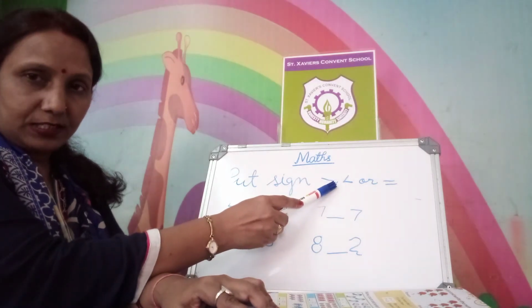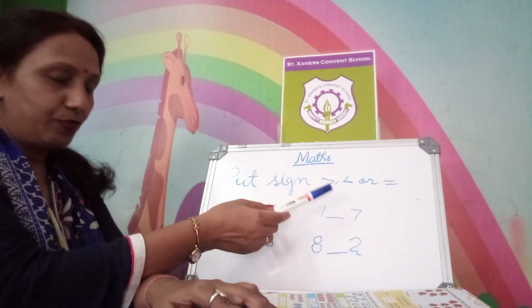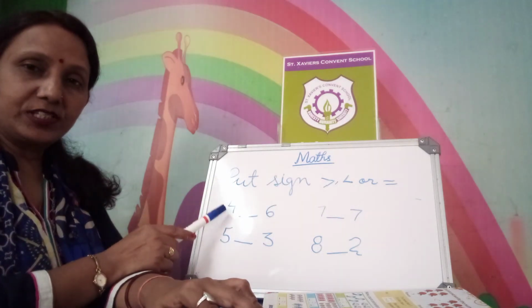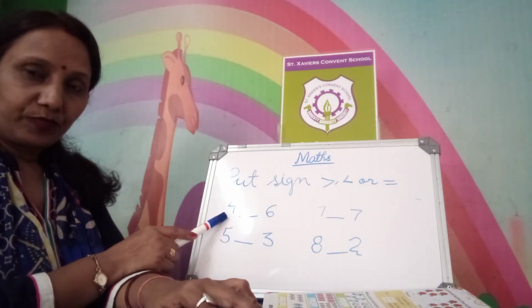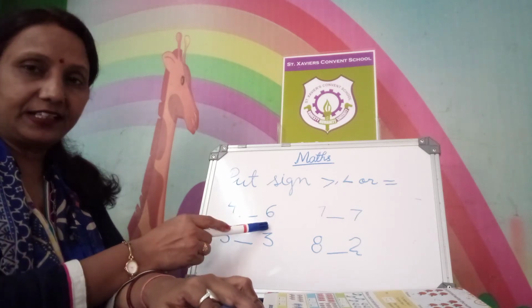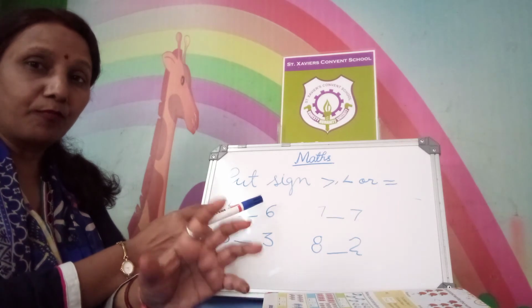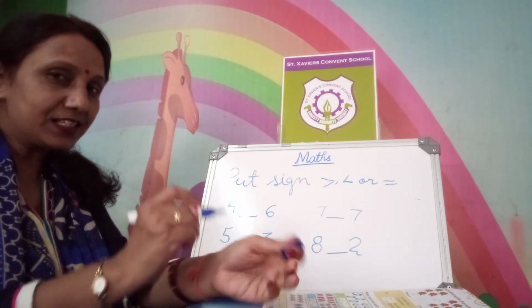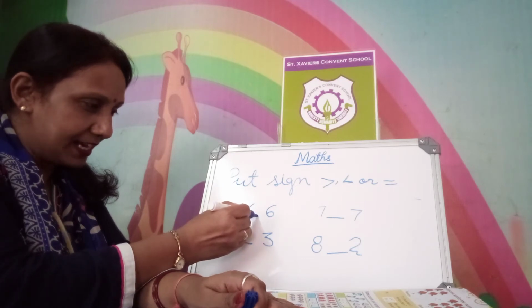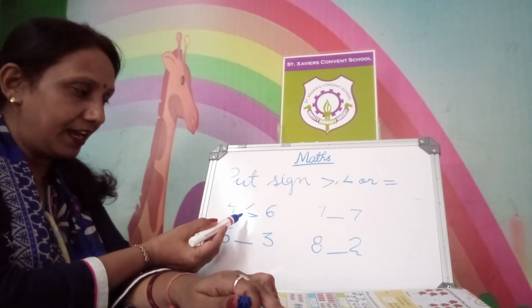Now we have to put these signs, equal to, greater than, less than, at the right place. So what will you do? First do the practice of it. Which number is this? 4. And this side, 6. Which is greater? Which is the more number? 6 is greater. Yes. So this is the sign of greater than.